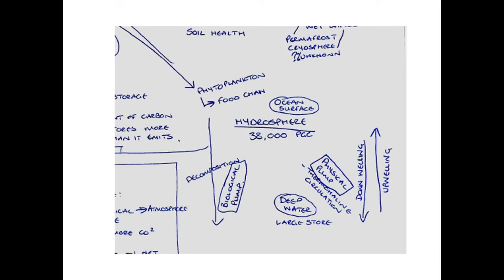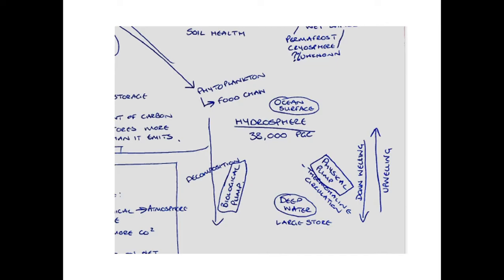Now, this gets circulated through the hydrosphere through the physical pump. And a major part of the physical pump is the thermohaline circulation. This is the movement of currents around the world, driven by heat and by the climate and wind cycles.